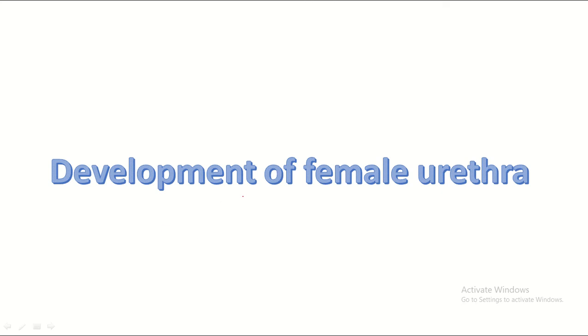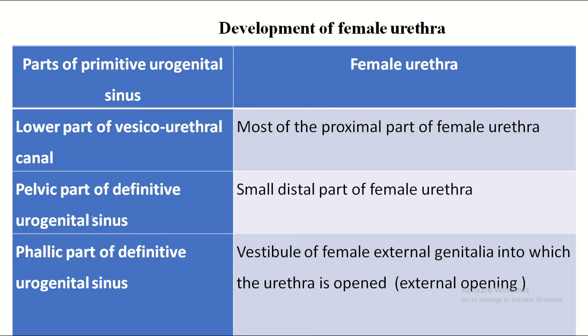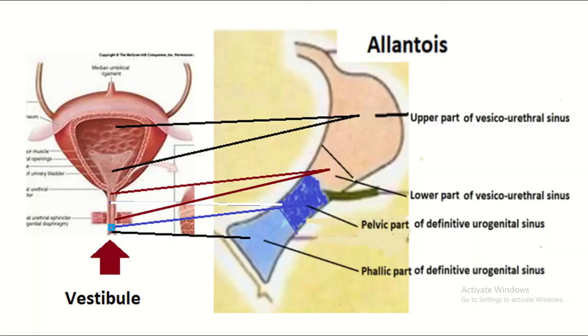The development of the female urethra. So from above downwards, the primitive urogenital sinus has four parts: the upper part of the vesico-urethral canal forms the urinary bladder, and the lower part of the vesico-urethral canal forms most of the proximal part of the female urethra. A small distal portion of the female urethra is developed from the pelvic part of the definite urogenital sinus, and the phallic part of the definite urogenital sinus forms the vestibule of the female external genitalia, into which the urethra opens, the external opening of the urethra.